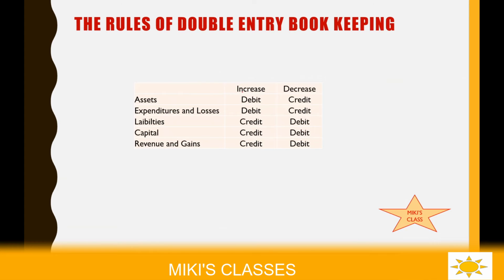And the second part, you'll have to know the rules, which is already discussed in another video, what needs to be done. If asset increases, it has to be debited. If asset decreases, it has to be credited, and so on and so forth. All of these rules are also important. Okay, now let's start off.